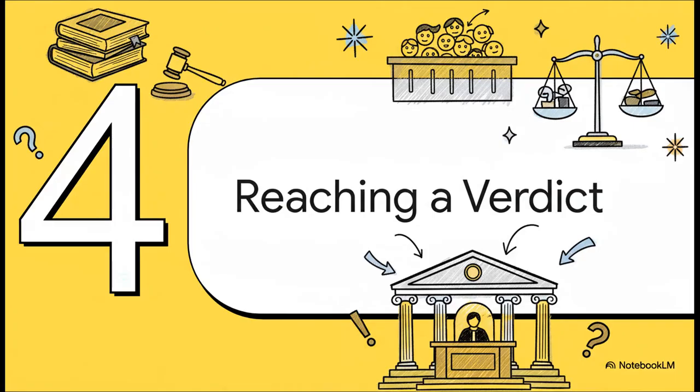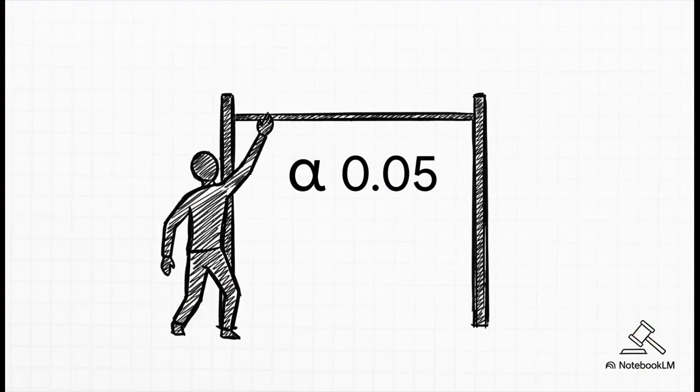Okay, so we've got our evidence, and we've used the p-value to measure just how strong that evidence is. Now it's time for the jury to make a decision. It's time to reach a verdict. Now, in any trial, you need a standard of proof. You've heard of beyond a reasonable doubt. Well, in statistics, we set our own standard, and we do it before we even look at the evidence. It's called the significance level, or alpha. Think of it as our line in the sand. A really common choice is 5% or 0.05.